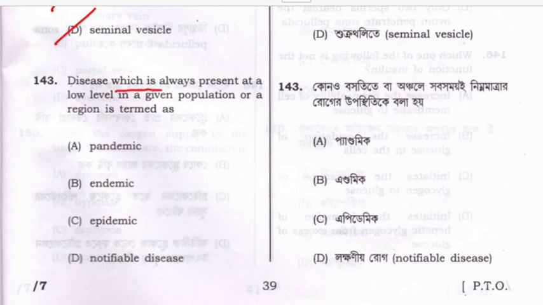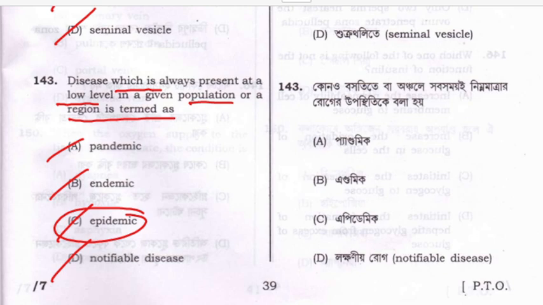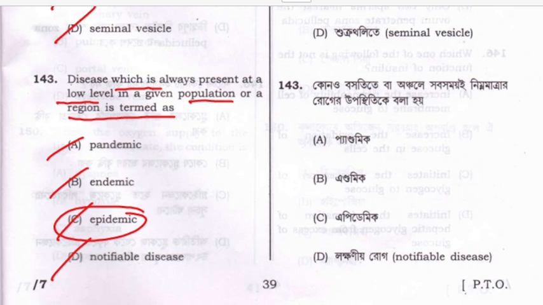A disease which is always present at a low level in a given population or a region is termed as pandemic, endemic, epidemic or notifiable disease. So this is known as basically endemic disease when it is localized in a particular area.